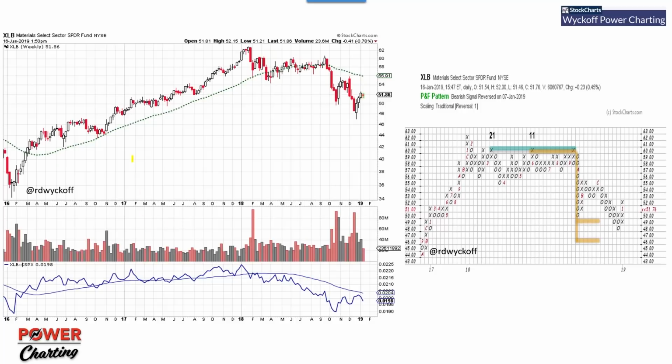Okay, we have time for one more. Let's look at the materials. I'm going to go quickly through this so I can show you the other charts. But here's XLB, beautiful leadership uptrend, climax in early 2018, January. You can see that the rate of advance, not maybe quite as dynamic as some of the others, but it is up and it's above a rising 39. And then look what happens.